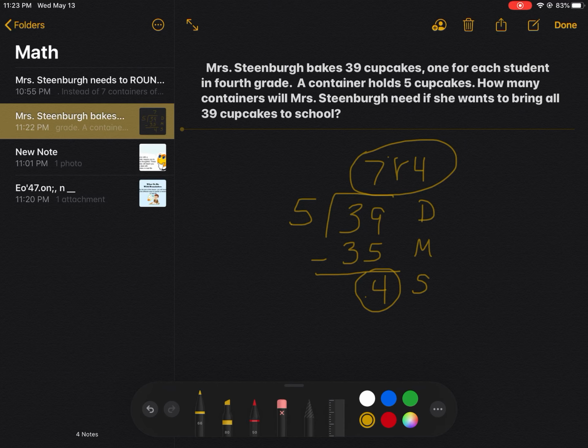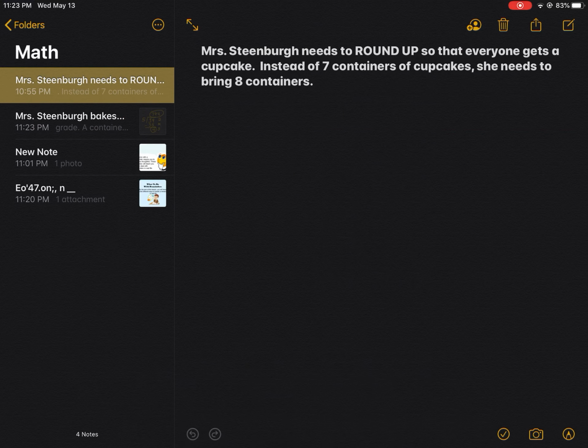But this does not help me. 7 remainder 4 is sort of meaningless when the question is, how many containers does Mrs. Steenberg need? This answer will not help her. What this means is that she can fill 7 containers, but she's going to have 4 cupcakes sitting on her counter. And that's 4 fourth graders with no cupcake. So, in order to do this problem and to interpret this remainder, we need to round up so that everyone gets a cupcake. Instead of 7 containers of cupcakes, she needs to bring 8.